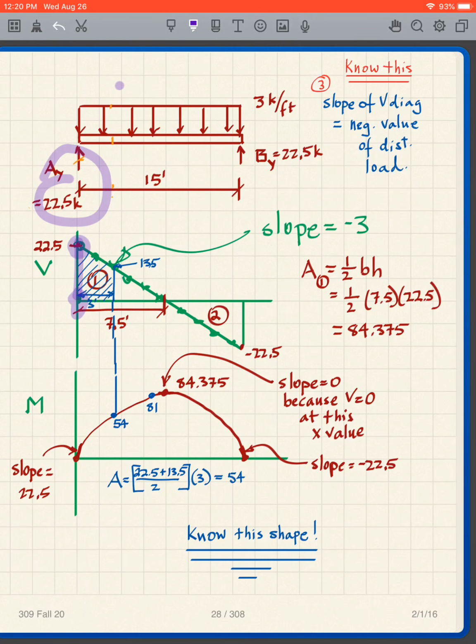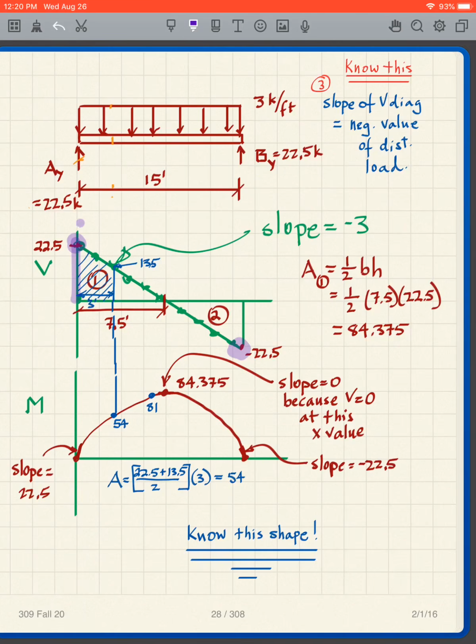Then, the easiest way to do this is, the total load we've already decided is 3 times 15, which is 45 kips. Okay, so I'm at point A and I'm going to go over to B. Since these arrows are pointing downward, I'm going to go down. How much? I'm going to go down 45 kips. So I'm here at 22.5, and going down 45 kips takes me to negative 22.5.